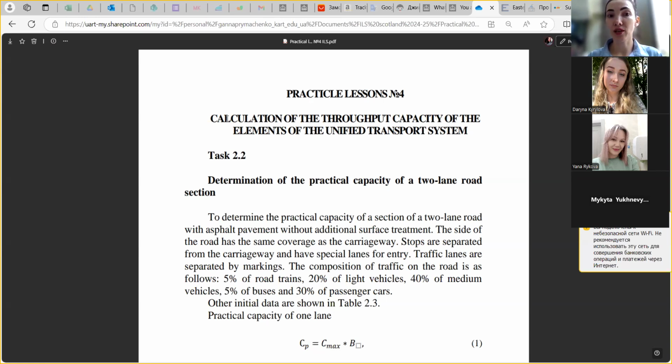It is the calculation of the throughput capacity of the elements of the unified transport system. So we use the same text from our preparation lessons, but we do another test. It would be test number 2.2 today. So write it on your paper or in your electronic documents.